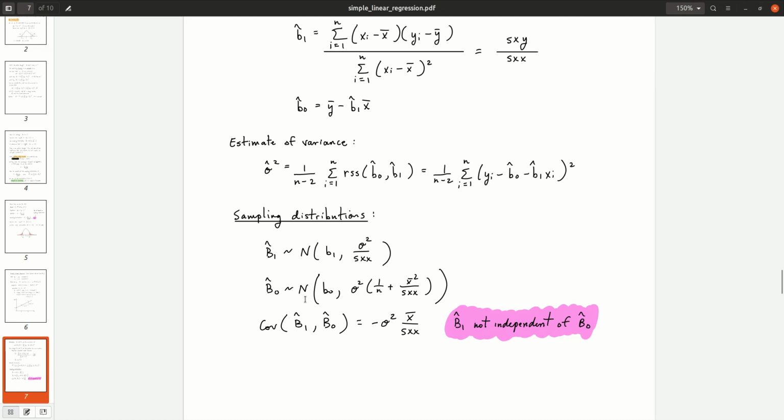B0 hat is also normal. It's also unbiased for the thing it's trying to estimate. And here's the formula for its variance. It's sigma squared times 1 over n plus the square of x bar divided by SXX.